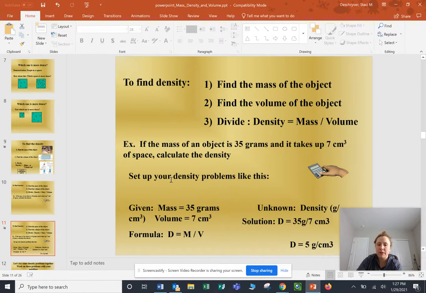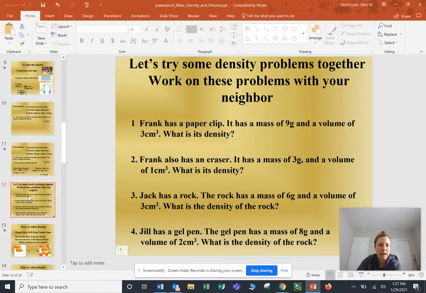So let's see. Our givens: mass is 35, volume is 7. Density is mass divided by volume. 35 divided by 7 is 5. So if you said 5, you are correct.